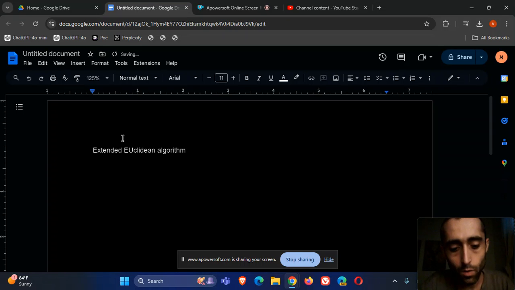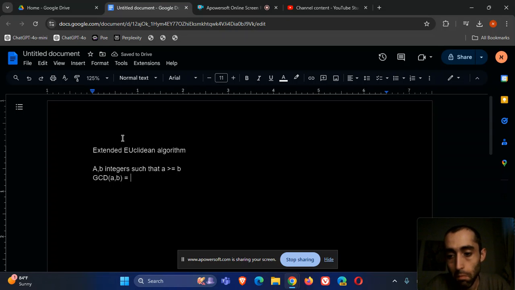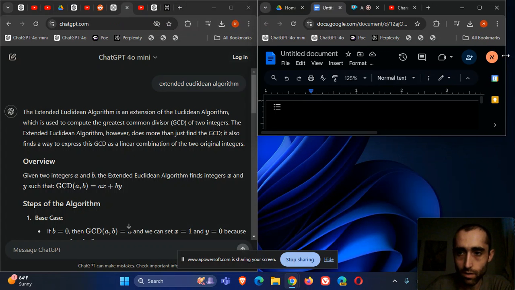So for given integers a and b such that a is greater than or equal to b, we will get the greatest common divisor of a and b, let's call it c, and it will be represented as a times x plus b times y for x and y integers. Okay, so let's start. This will be the idea.